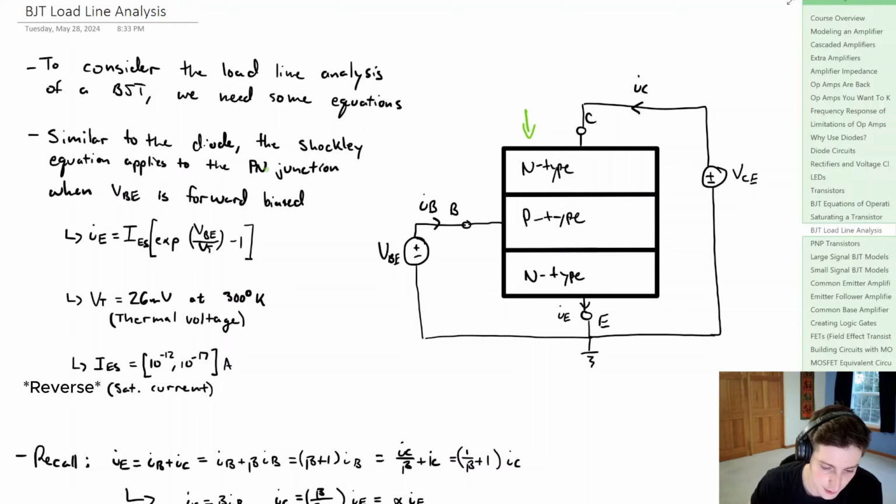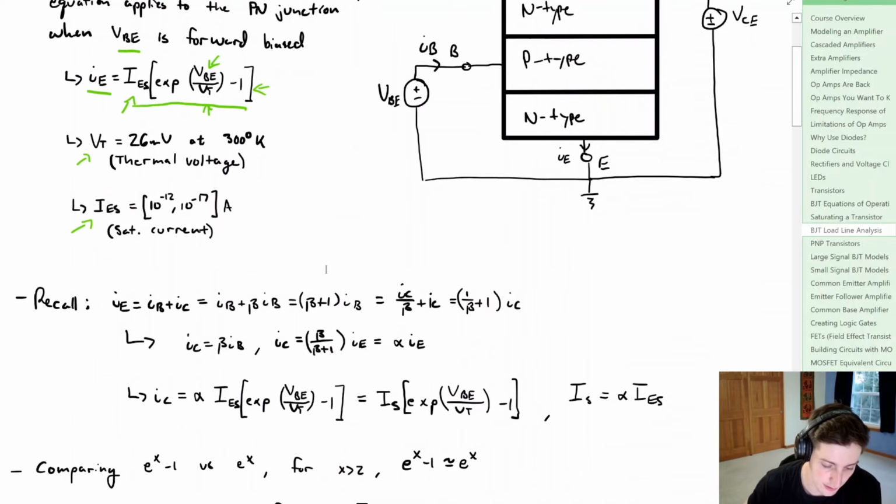Now, similar to the diode Shockley equation that applied to the PN junction, when VBE is forward biased, we can say that the emitter current is equal to this term here. We have our VBE value, we have VT, which is our thermal voltage. Recall that VT, that thermal voltage, is 26 millivolts at room temperature. Now recall that the emitter current is equal to the base current plus the collector current, and from that we can introduce our beta term. The collector current is equal to the gain times the base current, which is also equal to alpha times the emitter current.